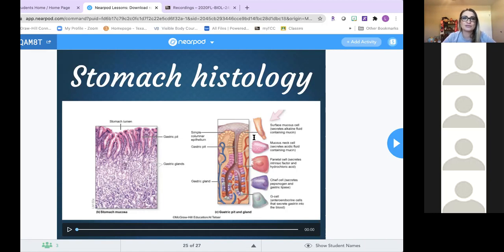The last type of cells is going to be the G cells. And the G cells are those endocrine cells. These are not cells that produce secretions. These are cells that produce hormone. They're endocrine cells. And this hormone is known as gastrin, and gastrin goes into the blood. The hormone will increase motility of the stomach and secretions of the other cell types. Okay, so that's what gastrin does. But it's a really big player in motility of the stomach.